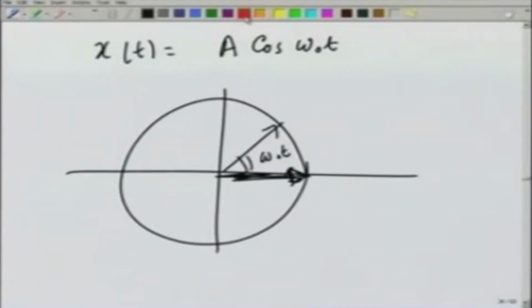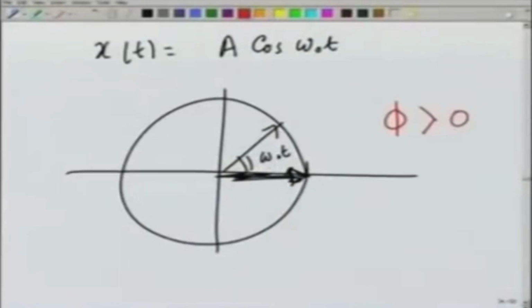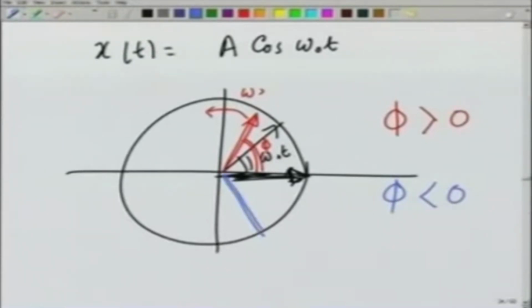On the other hand, if I had phi greater than 0, then it would start with an initial position which is given by phi, and then would be rotating with speed omega 0. Third possibility is phi less than 0, and then it would be starting from here and would be rotating like this.